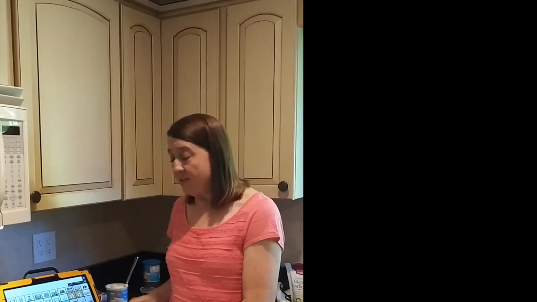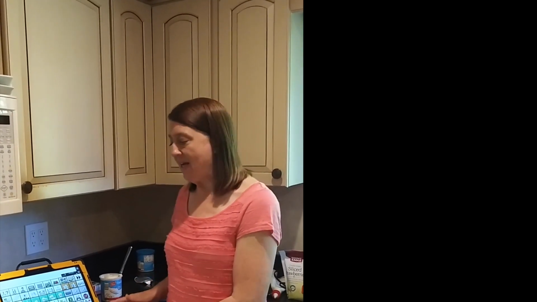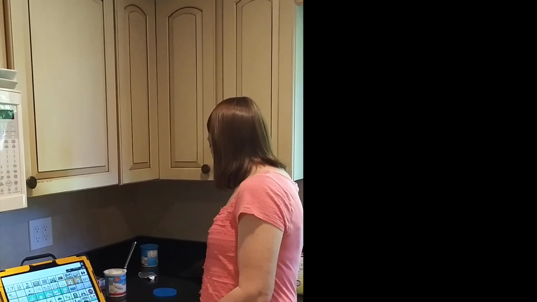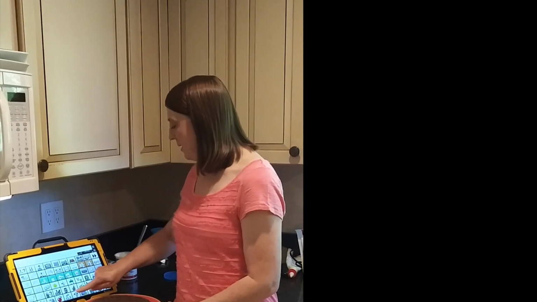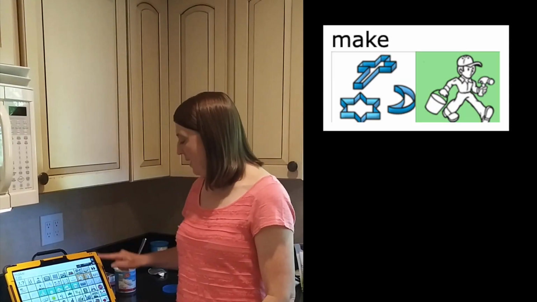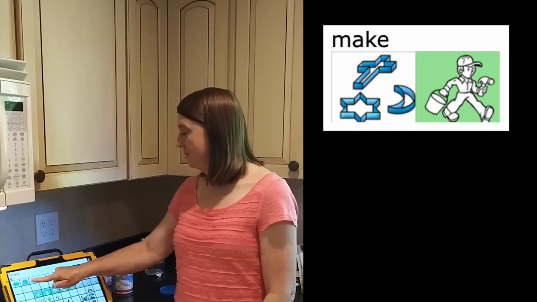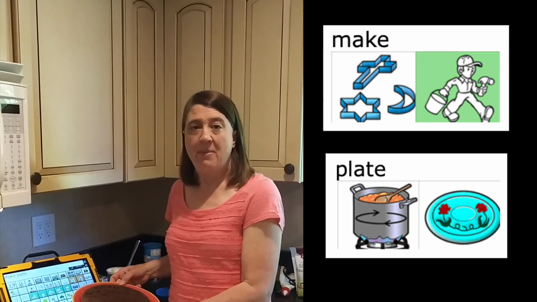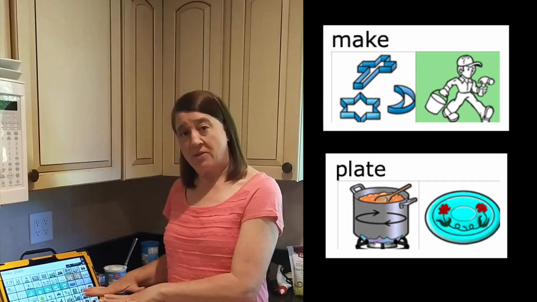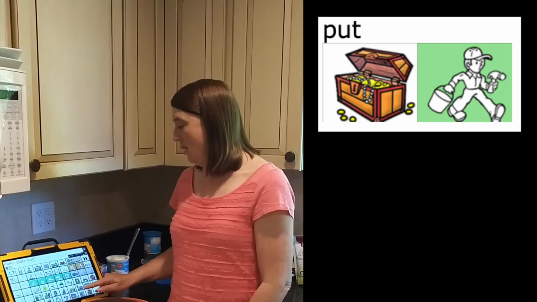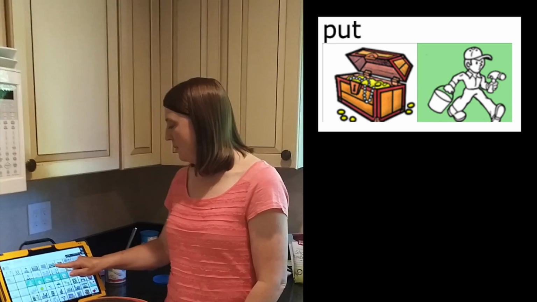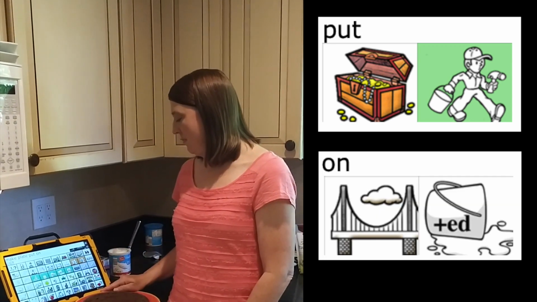So the first thing we had to do was make our chocolate cake, and I made 2 round cakes. This one I'm going to use to make a plate. Make plate. To make a plate for our spaghetti and meatballs to sit on. So I need to put on the frosting.